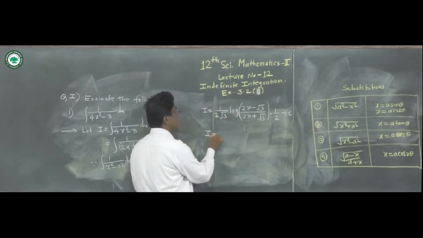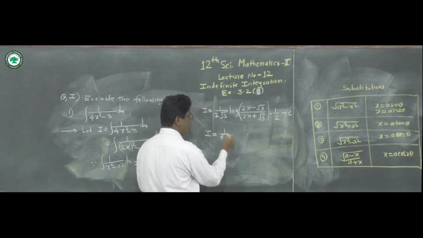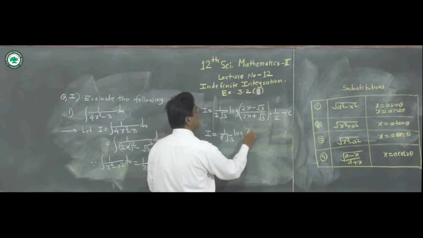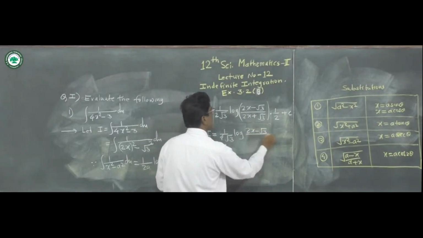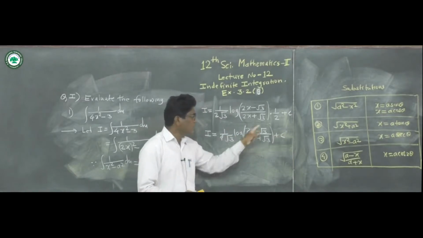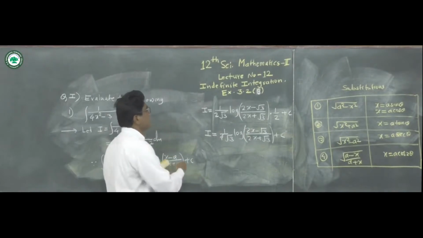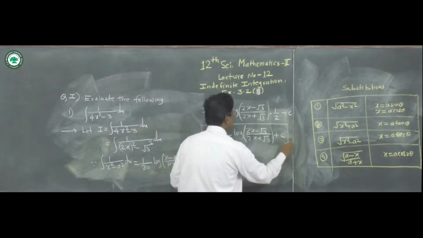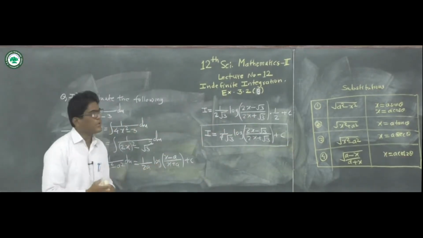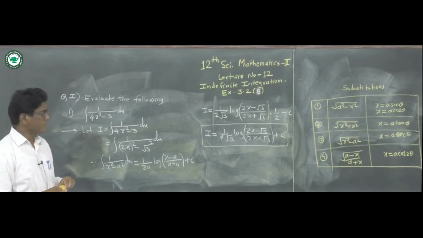And finally the solution is 1 upon 2 into 2 root 3, so 4 root 3, log of (2x minus root 3) divided by (2x plus root 3) plus constant of integration. Here we may take the mod sign also, when the log takes the mod sign also. So we get the final solution as I is equal to 1 upon 4 root 3 into log of (2x minus root 3) upon (2x plus root 3) plus constant of integration.